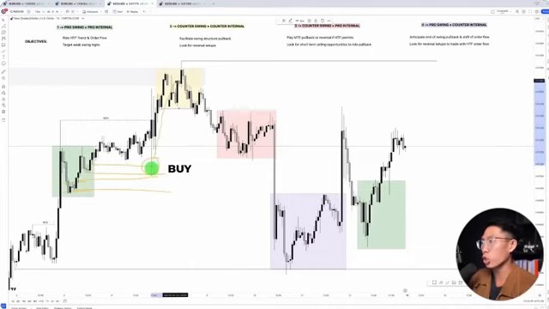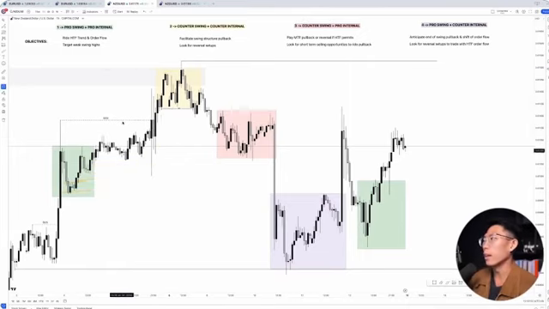But the minute price gets up to that unmitigated supply zone, you shouldn't be looking for buys whatsoever. So if you enter for a buy right here, guess what? Your take profit will be at this supply zone, right? Very in and out fast. And then also here as well, right, which I'm going to discuss later.